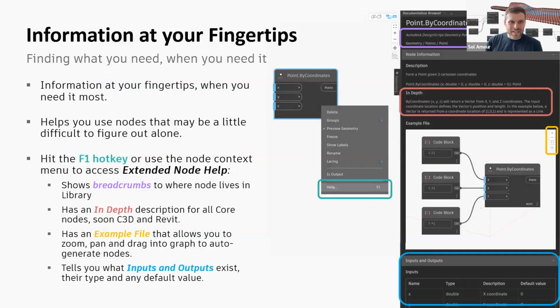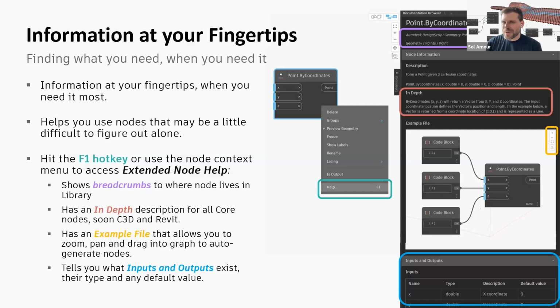Cool. So talking about making your life easier, the next couple of slides are talking about information at your fingertips. So, finding what you need when you need it, kind of like the golden goose inside of Dynamo. So really, we want to be able to help you if you don't really know what's going on with a particular node. And here we have added in what we call extended node help.